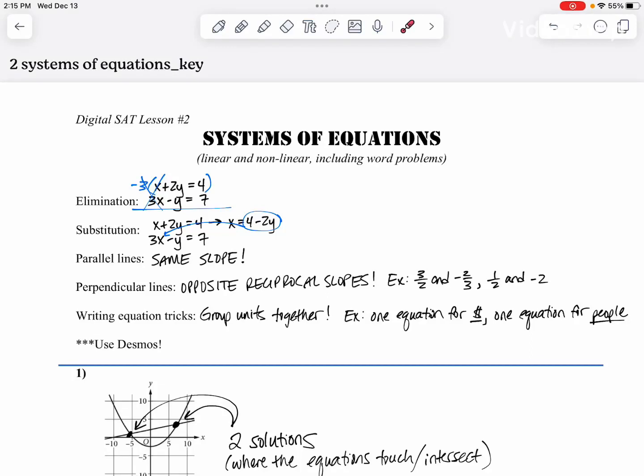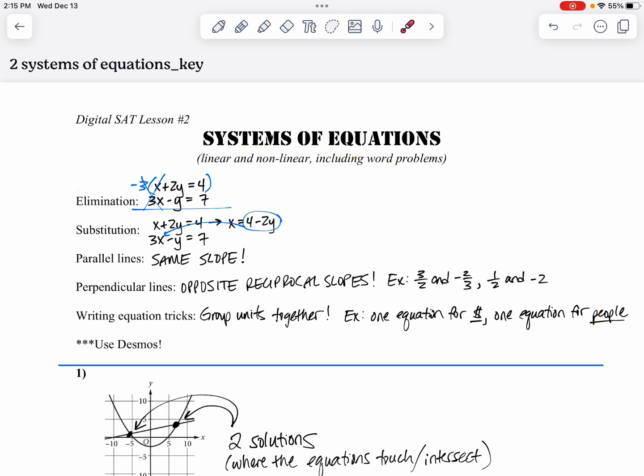All right, guys, today we're talking digital SAT lesson number 2. This is systems of equations, aka substitution and elimination. There's going to be some linear and nonlinear equations, and there's going to be some word problems. So I'm going to go through some strategies. Again, if you need to pause, go ahead and do that and copy some stuff down.